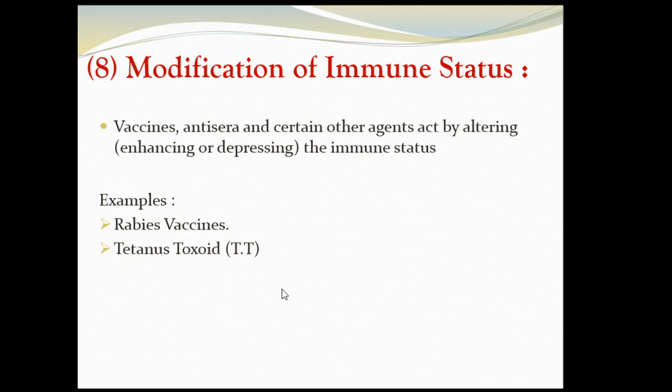For example, polio vaccines. We give the inactivated polio virus in our body. It will start producing antibodies against this polio virus, and they get stored. Whenever the person comes in contact with the polio virus and the virus gets inside our body, the already produced antibodies will kill this polio virus. So by increasing the activity of the immune system, we are showing the drug effect. The drugs may act by both enhancing as well as decreasing the immune status.